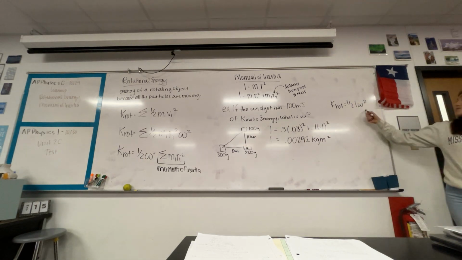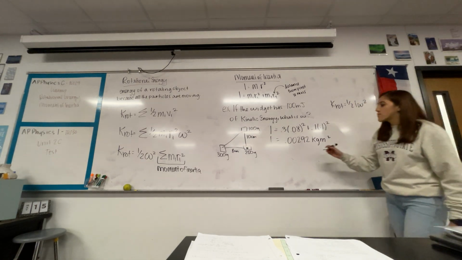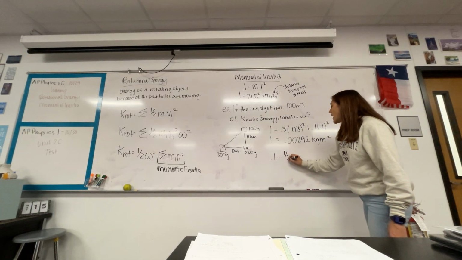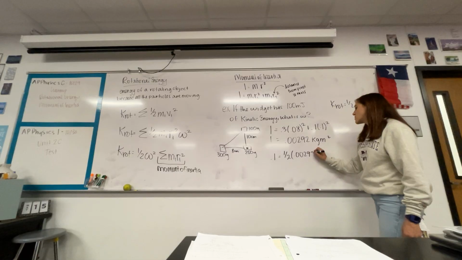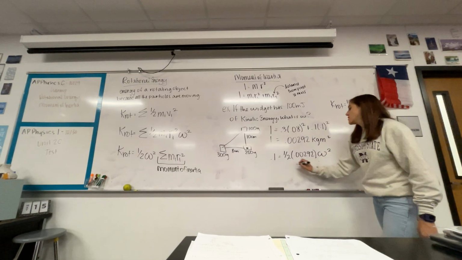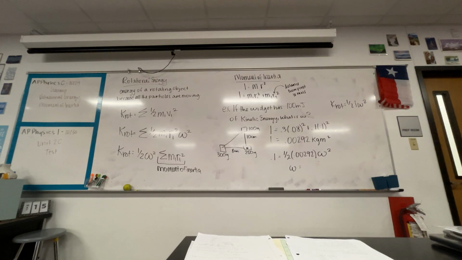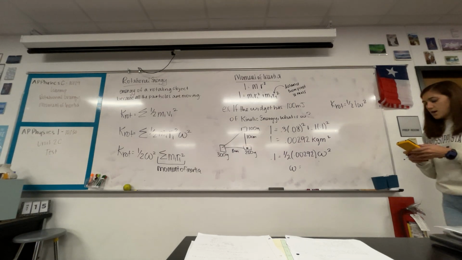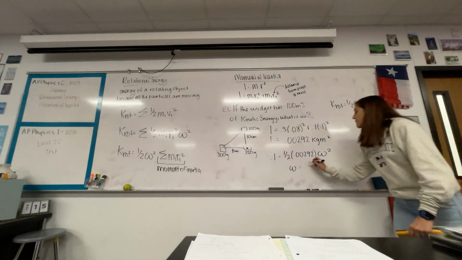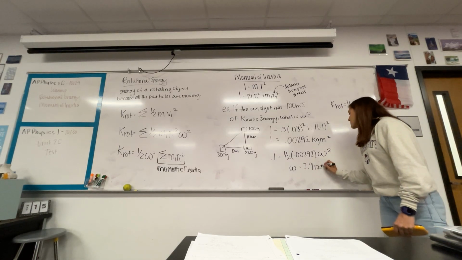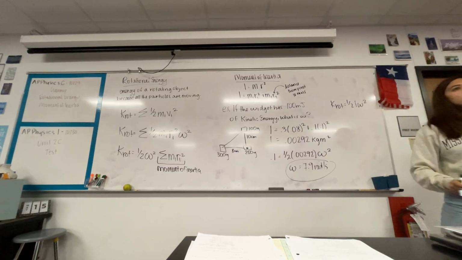All right. So to solve my question, I've got K rotational is 0.1 of a joule, which is equal to 1/2 times 0.00292 times W squared. So W in this case, I didn't remember the number from previously. 0.1 divided by 0.5, divided by 0.00292, and then I take a square root. All the buttons. 7.89 rads per second. Questions on this?